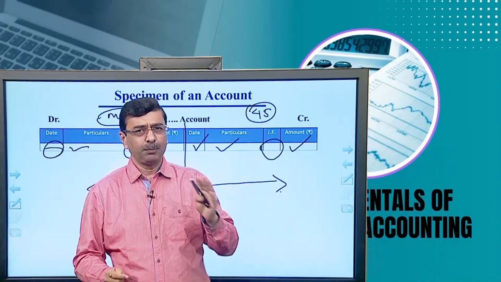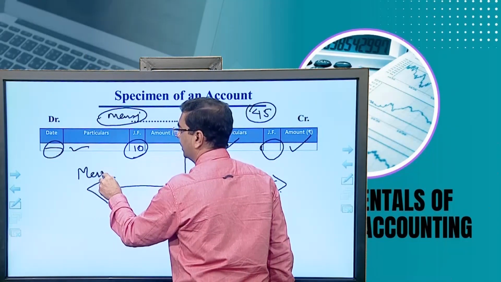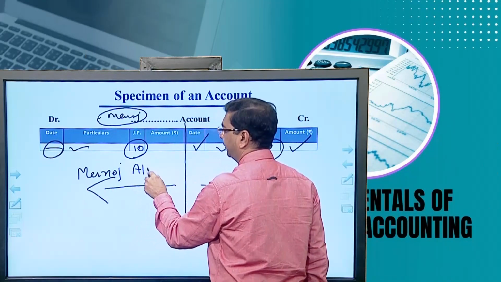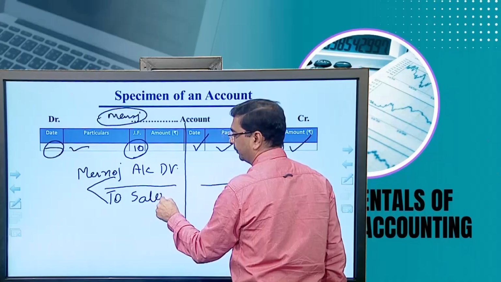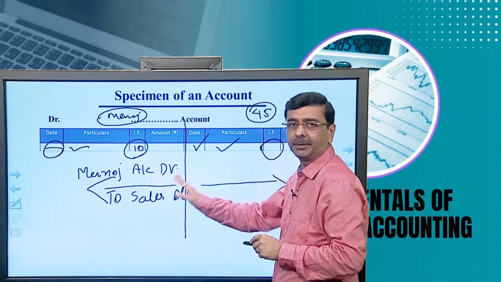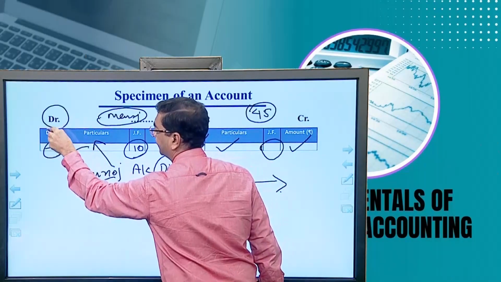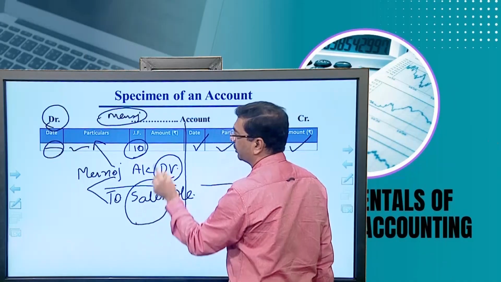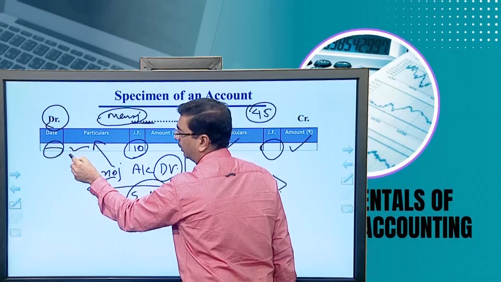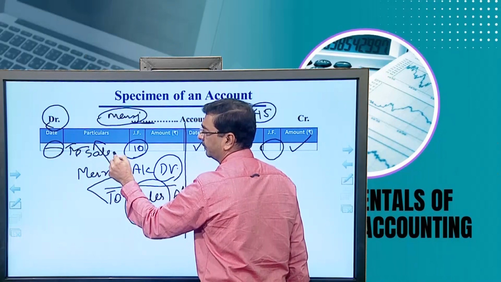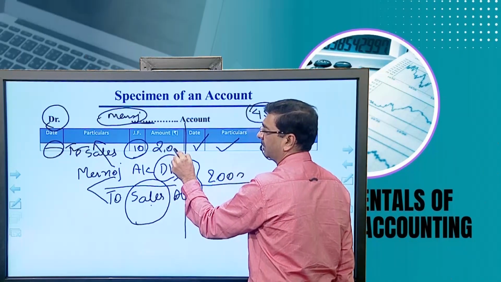Suppose I want to explain it to you. If the transaction is like this, Manoj account debit to sales account, how will it be posted here? Very simple. Here the Manoj account is debit, so it will be posted on the debit side. The opposite name will be written, because we are preparing a Manoj account, so Manoj cannot be written here. We will have to write here "To sales." Suppose the amount is 2000, it will be written here as 2000.